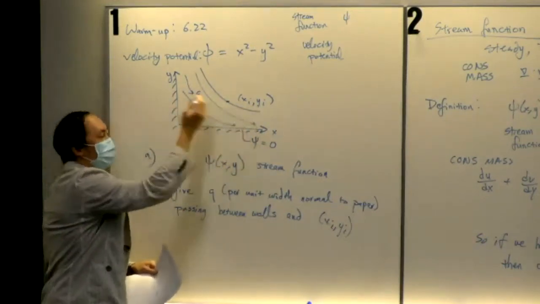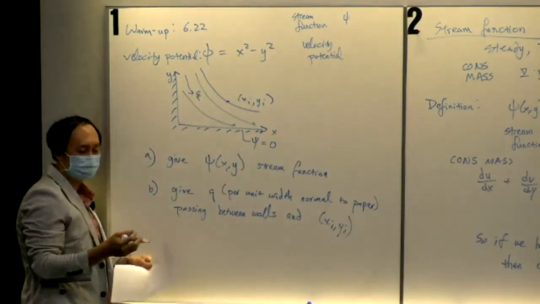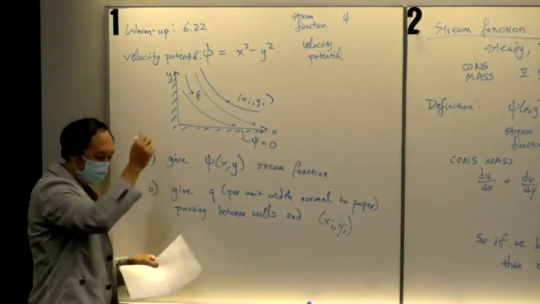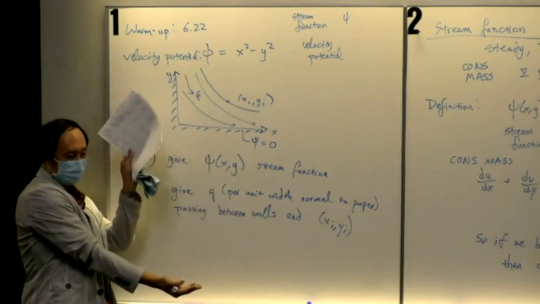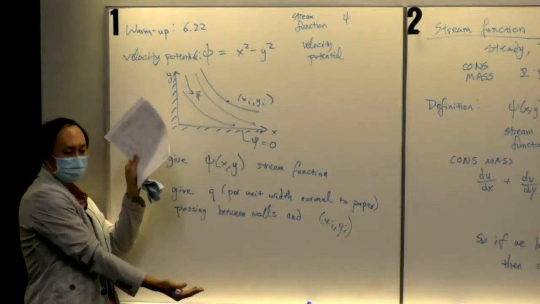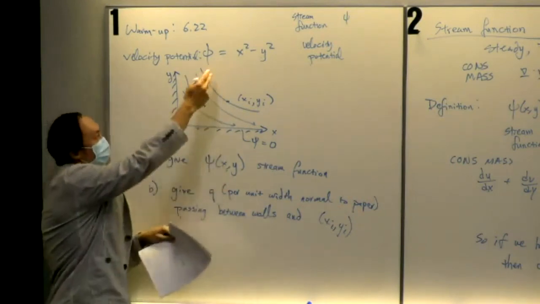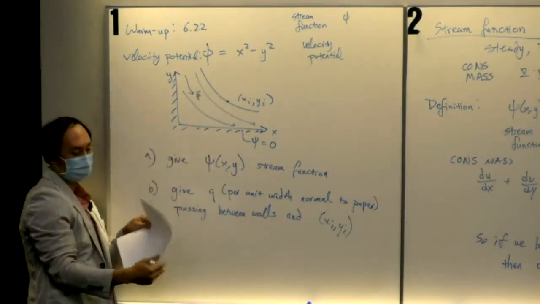The streamlines are going to go like this. Why would anyone want to do this problem? If they're trying to model flow past, say, a 90-degree angle. I think there's a website called velocitypotential.com or streamfunction.com. You give it any scalar function, and it gives you whatever shape you get.